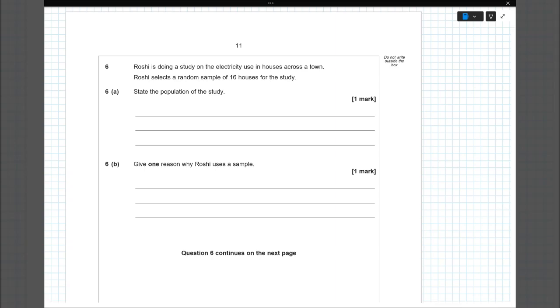So 6a, Roshi is doing a study on the electricity use in houses across a town. Roshi selects a random sample of 16 houses for the study. State the population of the study. So this will be all houses in the town. Or alternatively, it could be all houses that use electricity in the town.